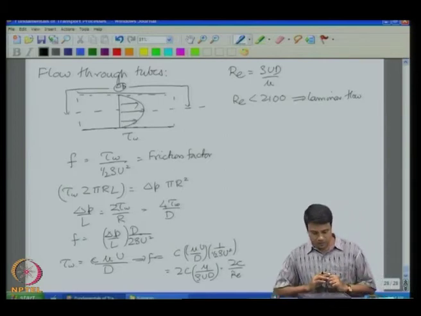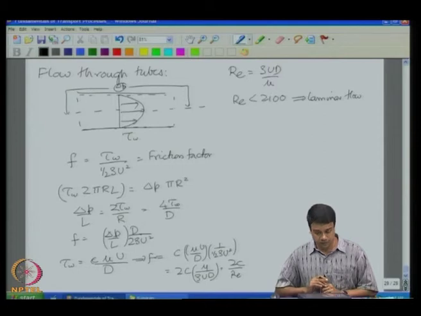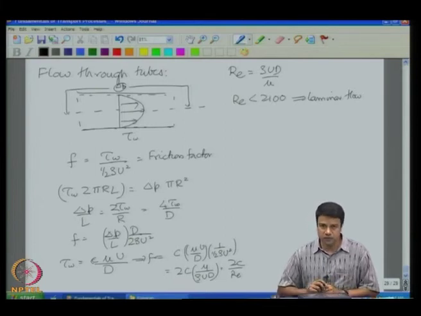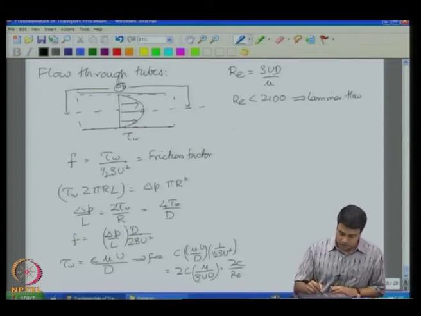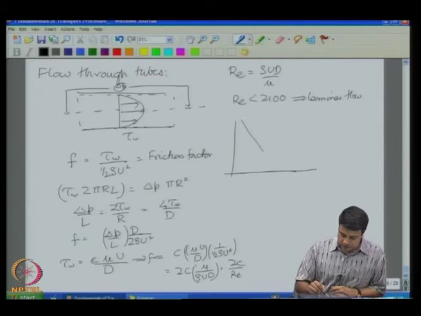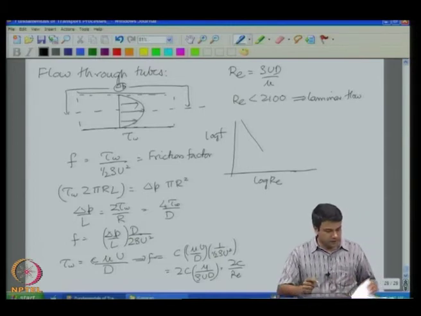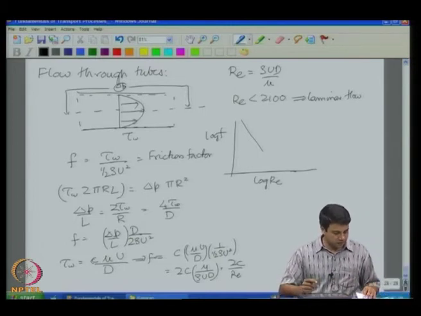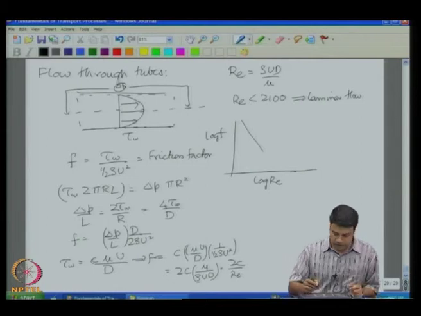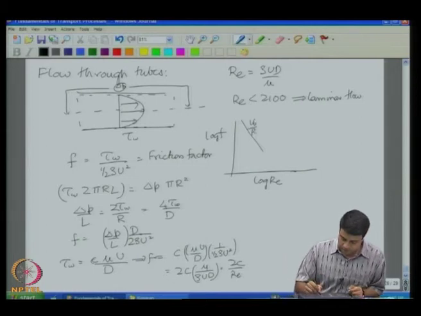Okay. So, in the limit of very low Reynolds number, where you have only viscous stresses, you do not have inertial stresses, the stress has to depend only upon the viscosity, okay, and therefore the friction factor has to go as 1 over the Reynolds number. And you know the friction factor versus Reynolds number plot, log f versus log Re, okay, and in the limit of very low Reynolds number, this friction factor is a constant divided by Re, and this constant is 16. Okay.